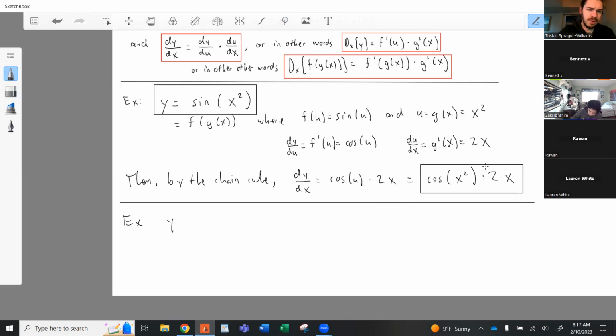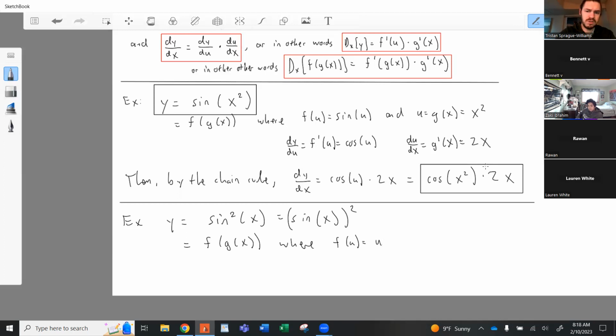Do one more example. Let's say y equals, how about sine squared x? It's very similar, but now this is backwards. This is like sine of x and then that whole function squared. So now if I consider this as f of g of x, that would be where f of u is actually the squaring function u squared, and g of x is sine of x.